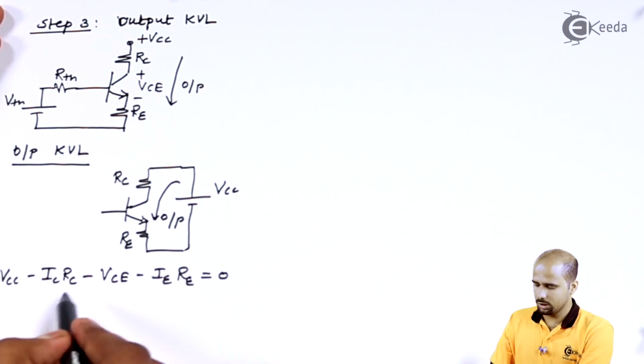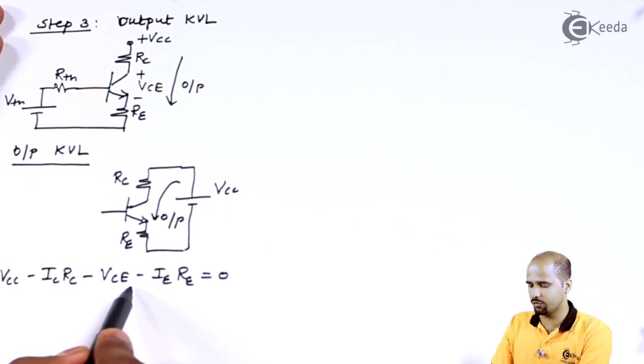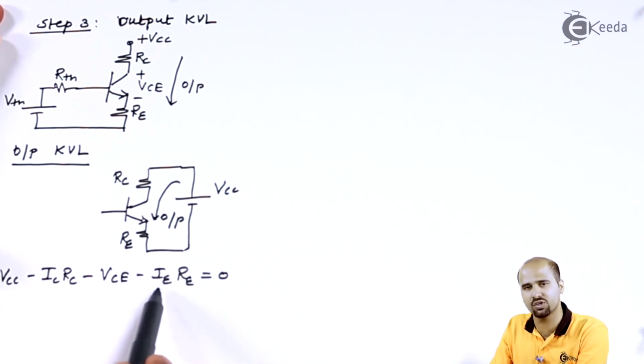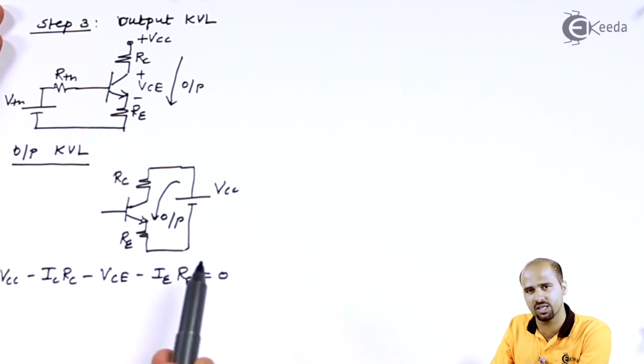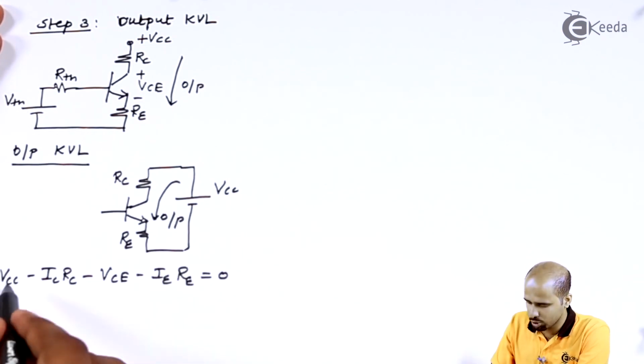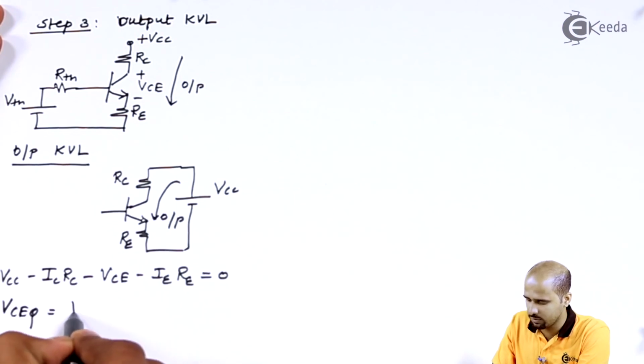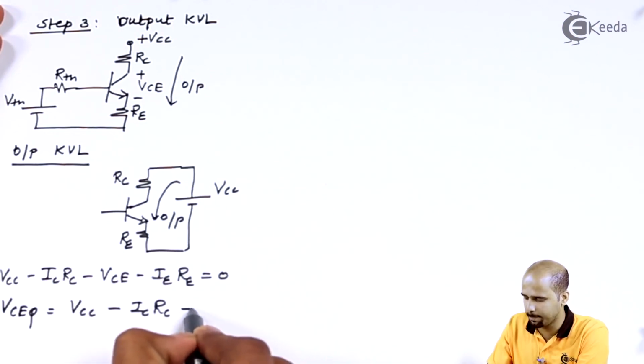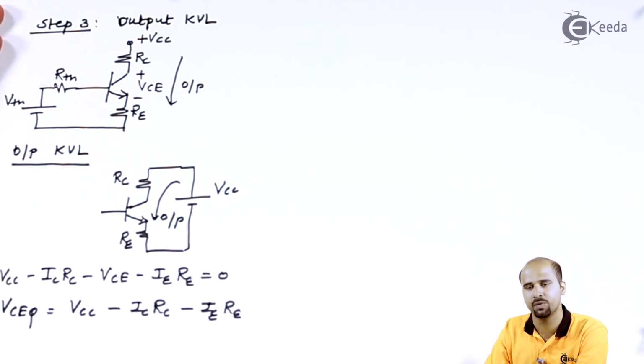From here I can easily get the value of VCE because all the parameters are known to us. Once I get IC and IB, finding IE is not a big deal. IE is nothing but IC plus IB, right? So VCEQ is VCC minus IC RC minus IE into RE. This is the exact calculation. So this is your third equation.